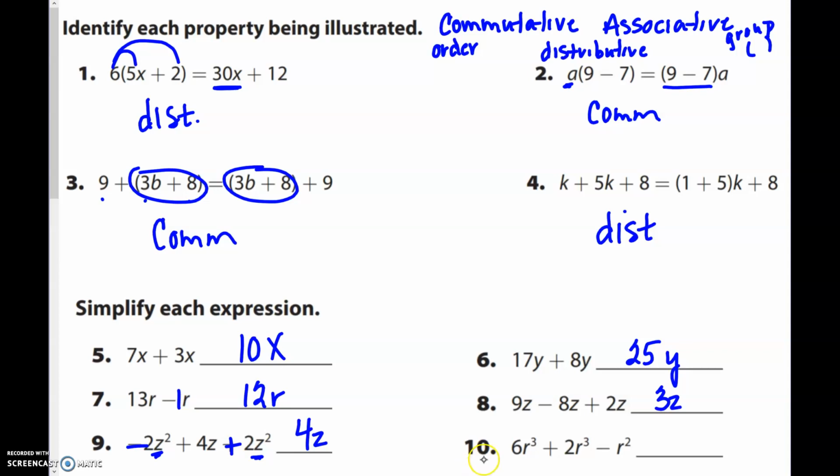All right, number 10. We've got an r cubed and an r cubed, and that's an r squared. It's not the same, so only these first 2 are considered like terms. So 6r cubed plus 2r cubed is going to be 8r cubed minus r squared. Alrighty, so that should be a good review from yesterday.